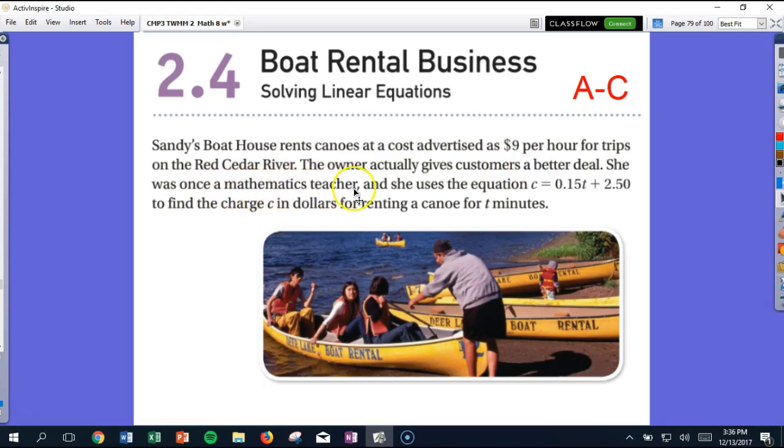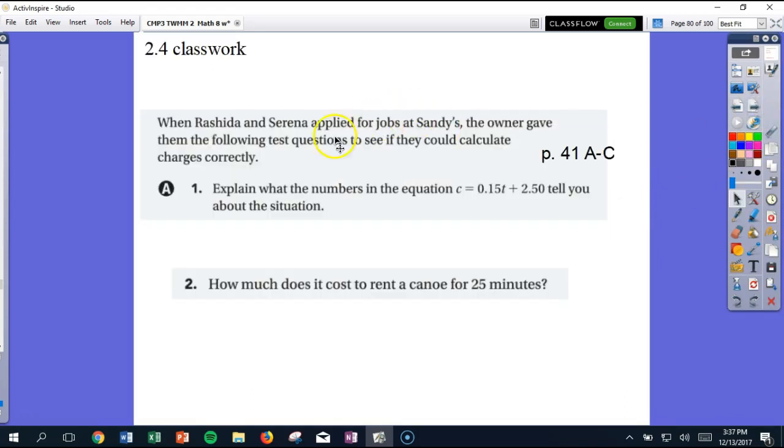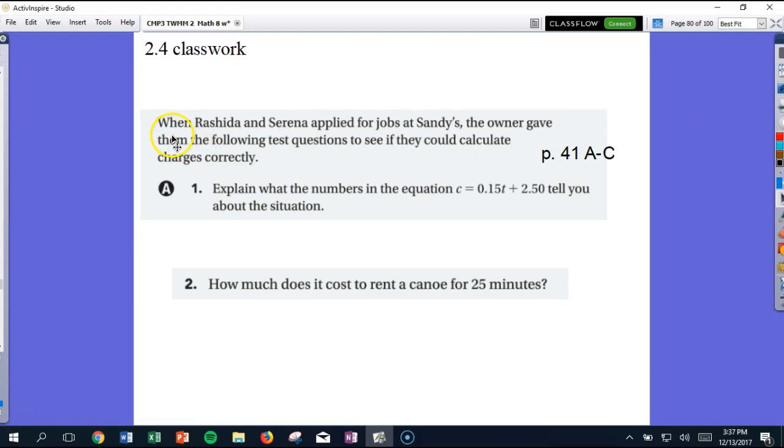She was once a math teacher and she uses the equation C, for charge, equals 0.15T, T is for time in minutes, plus 2.50 to find the charge C in dollars for renting a canoe for T minutes. Okay, C is charge, T is minutes. It says for our problem, and this is on page 41, I want you guys to do A through C. Okay, do A through C.